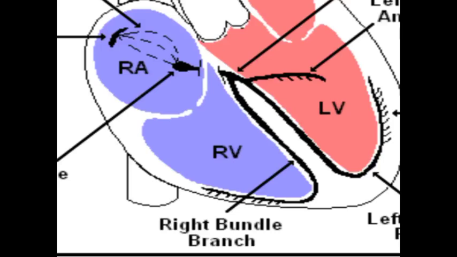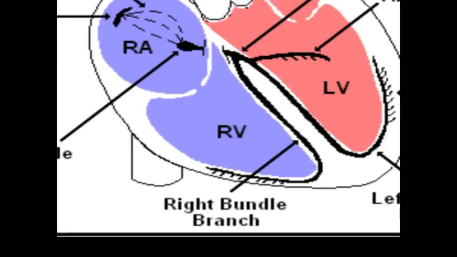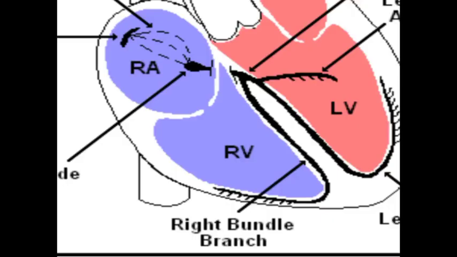These two bundle branches then give Purkinje fibers. These Purkinje fibers spread the electrical activity into the muscle, the myocardial cells. Here are the Purkinje fibers, and also we have Purkinje fibers in the right bundle here.